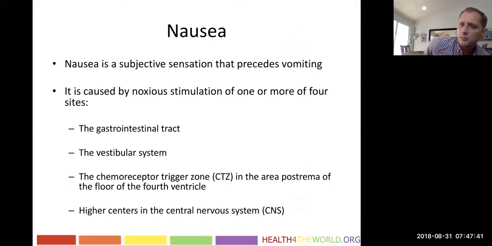So again, we'll move through this a little bit more quickly so we can get to some of the management principles for nausea and vomiting. Nausea, again, is subjective. There are a lot of different receptors that we're going to talk about in a moment that can potentially be a culprit, but ultimately the only way to know if a patient is feeling nauseous is to ask them. It's caused by noxious stimulation of one of 4 different sites, and we're going to show this anatomically in a moment: the gastrointestinal tract, the vestibular system, the chemoreceptor trigger zone, and also higher centers in the central nervous system.